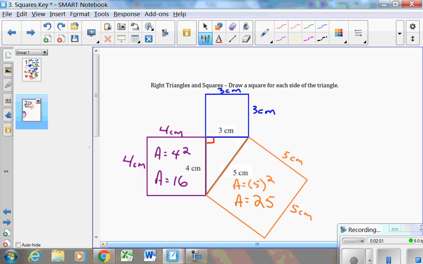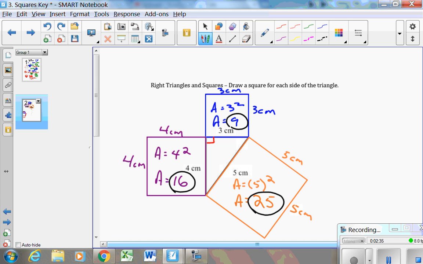And the last one we want to look at is the blue square. This blue square is 3 squared, so this blue square has an area of 9. The thing that's most important to us here with right-angled triangles is how the areas go together. We have an area of 16, an area of 9, and an area of 25.